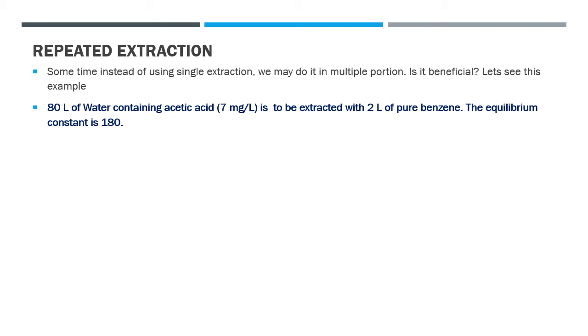In this case you are considering 80 liter of water containing acetic acid, like the last example, which is to be extracted with 2 liter of pure benzene, and the equilibrium constant is 180. We can do it in two different ways: one is using the entire 2 liter of benzene at one time, or using 2 liter of benzene in portions, 1 liter first, and then extracting the remaining aqueous phase once again with fresh 1 liter. So, repeated extraction. Let's see how the scenario changes.